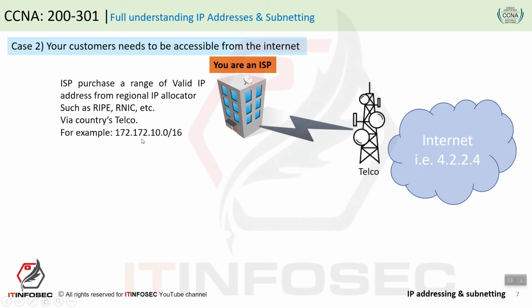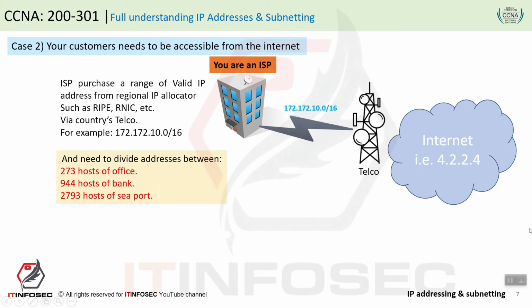For example, 172.172.10.0/16, which means the subnet mask has eight one bits and eight one bits. Each eight one bits equals 255. So 255.255.0.0 means 16 one bits in the subnet mask. This was received from the telecommunication companies, and we need to divide this address between the servers of the three customers.